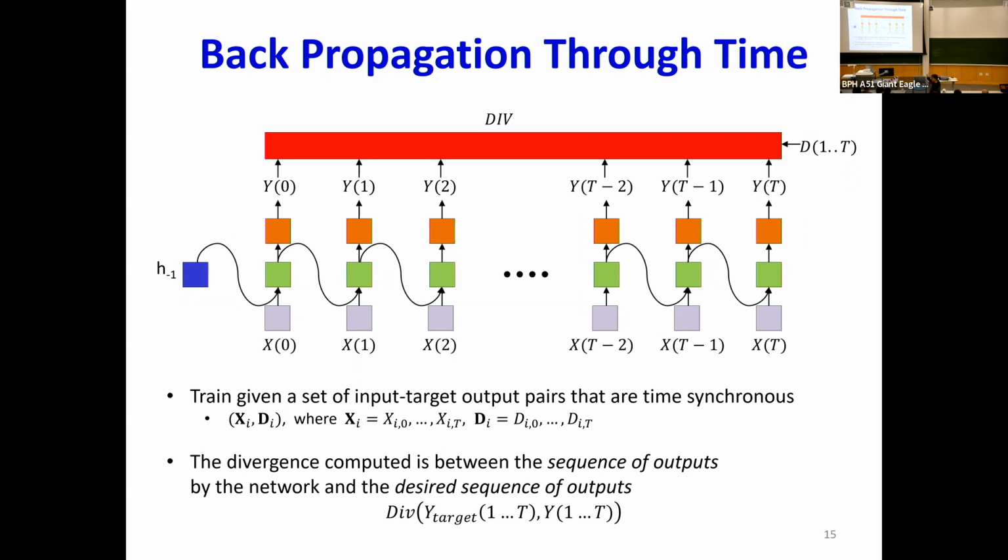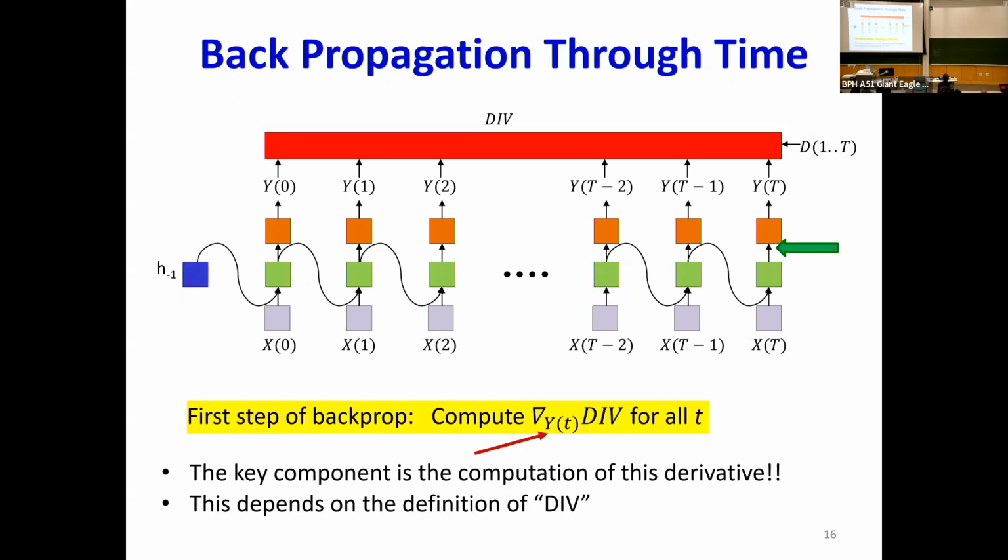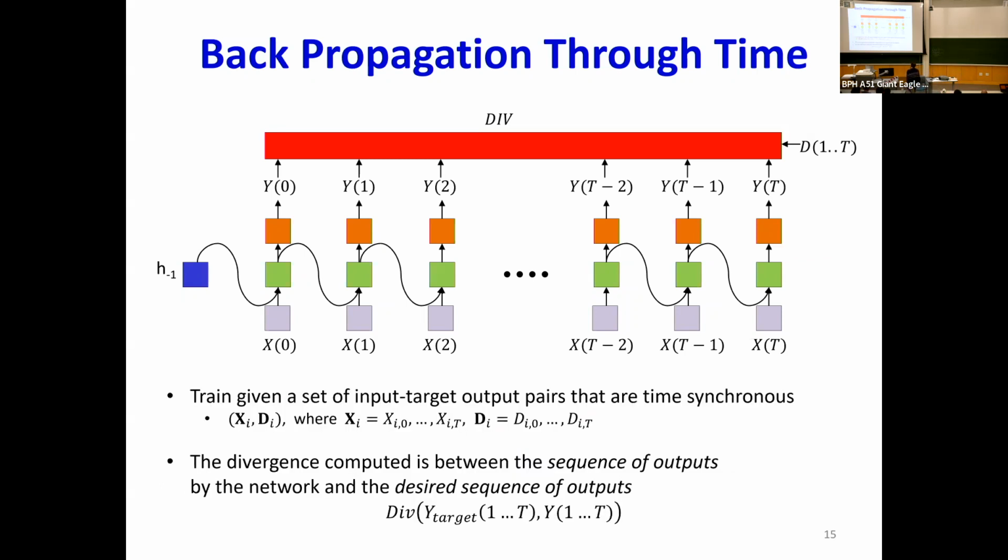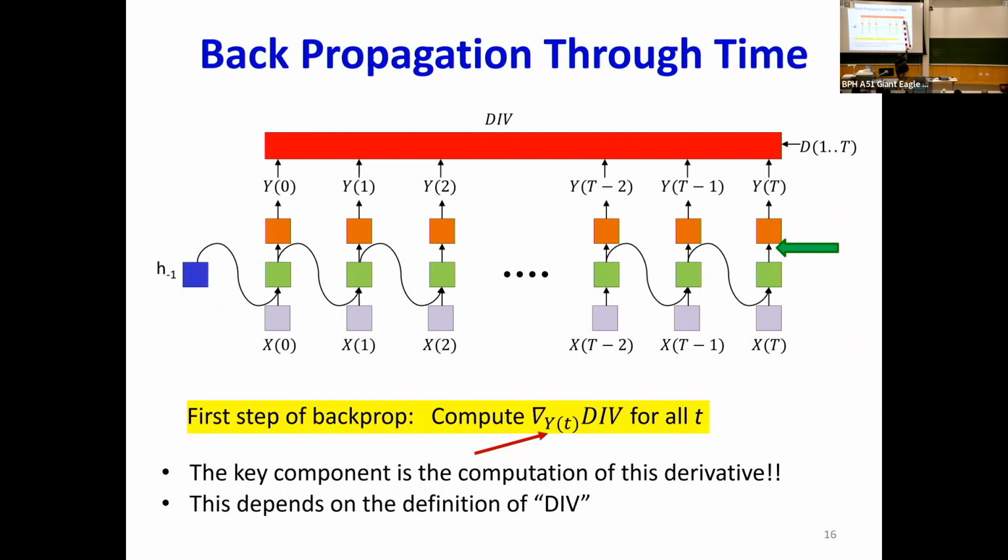But for time synchronous problems in particular, when you have an output for every input, you will have a desired output for every input. Nonetheless, the loss is going to be defined over the two sequences. And as a first step, if you want to perform backpropagation, you want to be able to compute the derivative of this divergence, the loss, with respect to every one of the outputs of the network. So you would need to be able to compute these terms, the derivative of the overall divergence with respect to the output of the network at each time.